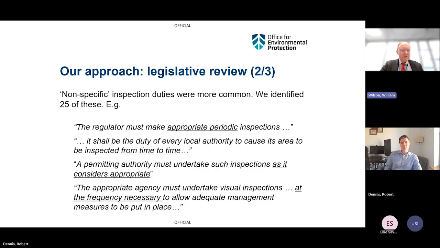But non-specific provisions of the sort that Rob's referred to in this later slide were much more common. And we identified a lot of those. So you get provisions like the regulator must make appropriate periodic inspections. It should be the duty of every local authority to cause its area to be inspected from time to time. A permitting authority must undertake such inspections as it considers appropriate. The appropriate agency must undertake visual inspections at the frequency necessary, and so on.